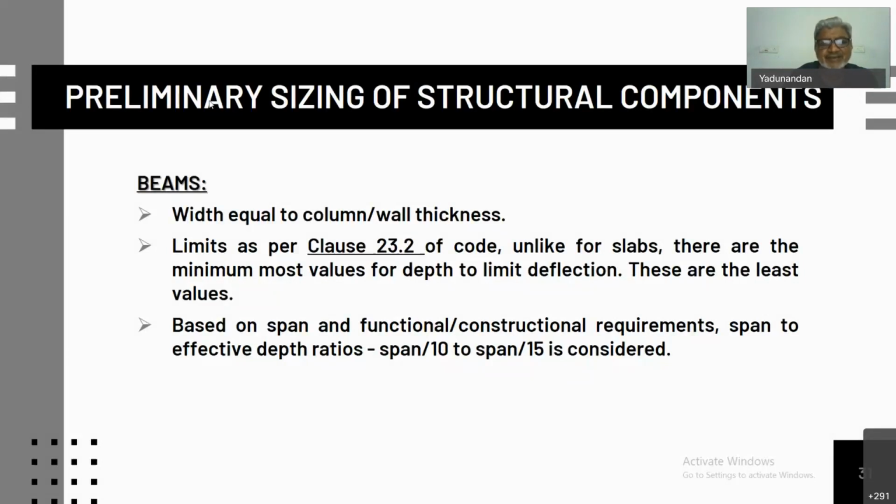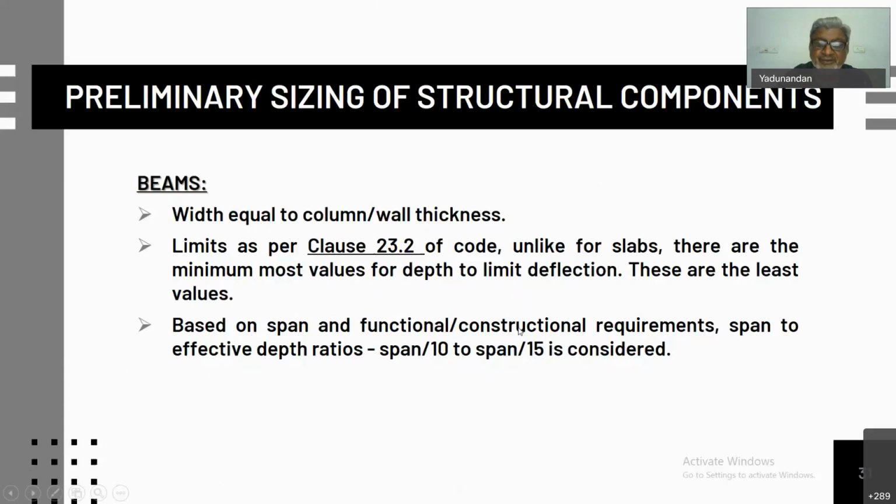For beams, the same L by D ratios are used, but you see that these limited L by D ratios of 26 and 20 are not used in the case of beams for fixing the depth. They are the values below which the depth cannot go, because the deflection limits are certainly not going to be satisfied if they go below that. Therefore, based on the span and functional and constructional requirements, we normally fix the depth in the ratio of span by 10 to span by 15. A simply supported beam may have a depth of span by 12 or span by 10, whereas a continuous beam may have a depth of span by 15.